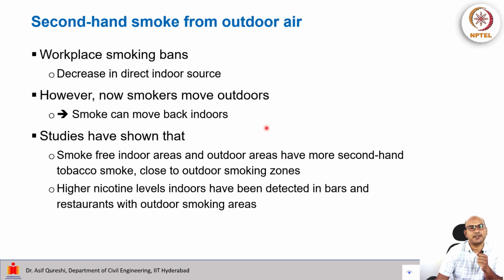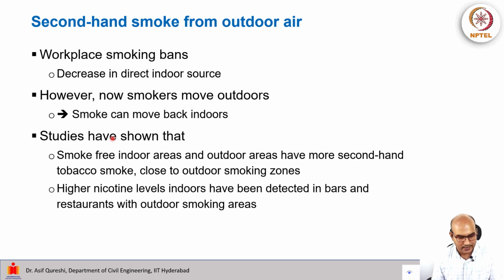The next special case is second-hand smoke from outdoor air. In general, it has been found that there are a lot of workplace smoking bans. So when there is a smoking ban in the workplace, there is a decrease in the direct indoor source. But now the smokers are going outside to smoke. So when the person is smoking outside, this outdoor air can also potentially come inside. So the smoke can move back indoors.